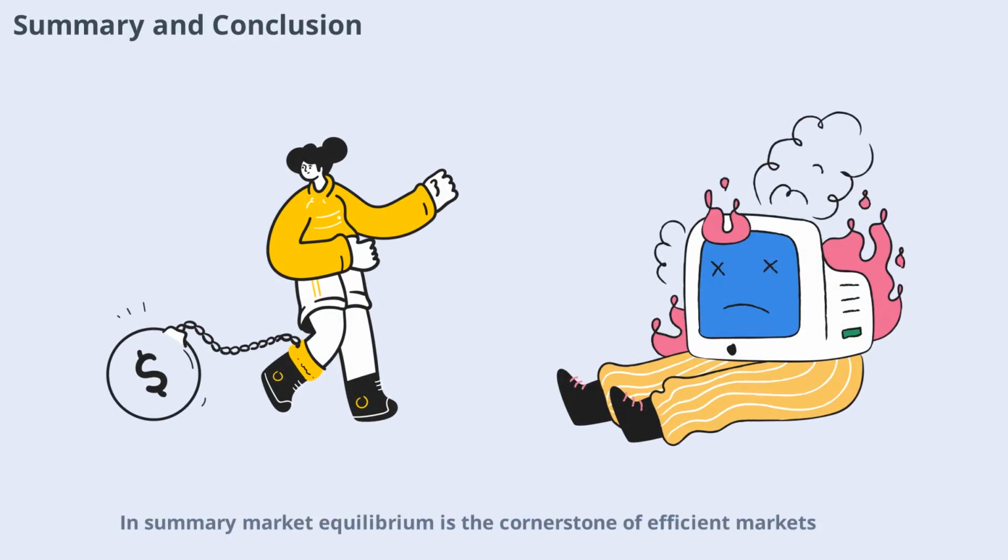Summary: market equilibrium is the cornerstone of efficient markets. It ensures that supply matches demand, prices remain stable, and resources are allocated optimally. By understanding equilibrium, we can better navigate market dynamics, anticipate changes, and make informed decisions. Whether in goods, labor, or financial markets, equilibrium guides economic activity and promotes stability.